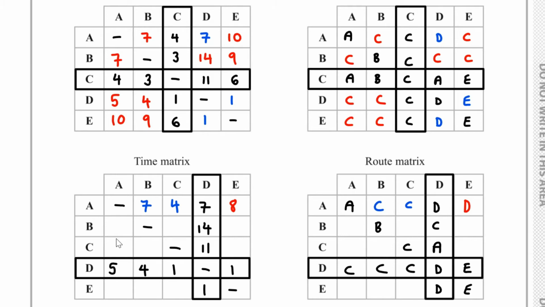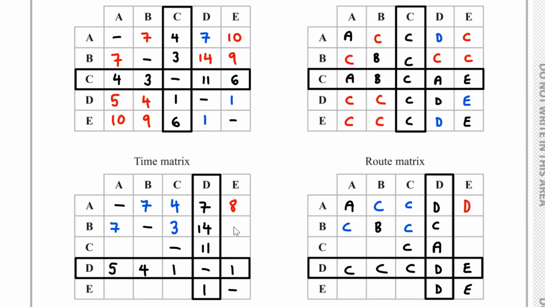If we consider this element here, we compare the 5 plus 14, which is 19, with the 7 here. No change. So we write 7 here, and here the C remains the same. For this element, we compare 1 plus 14, which is 15, with the 3 here. No change. So here we have C.